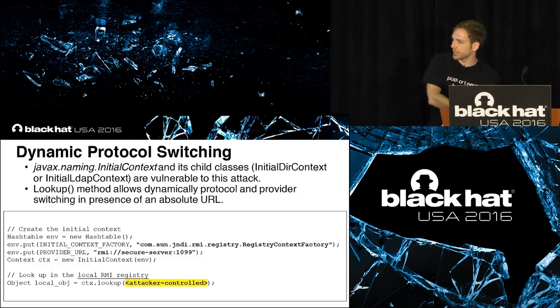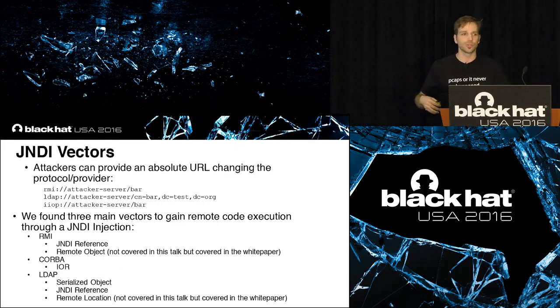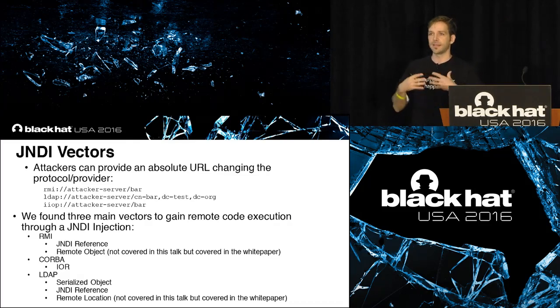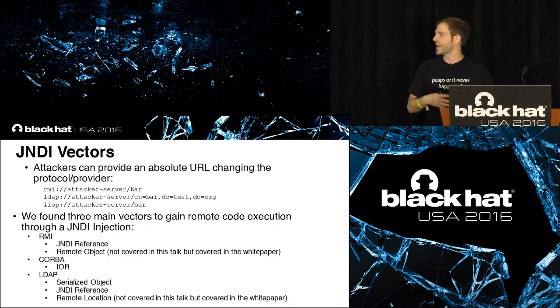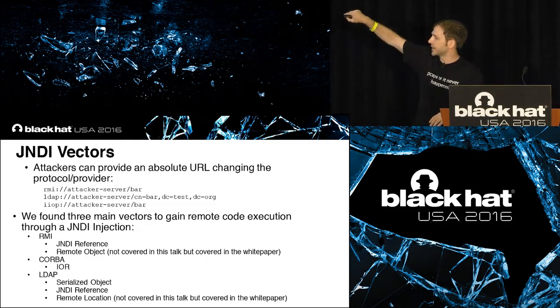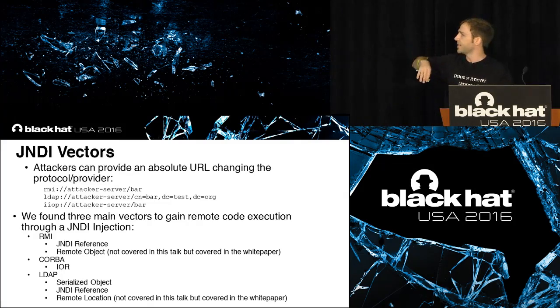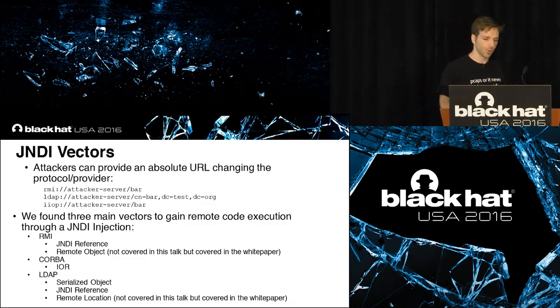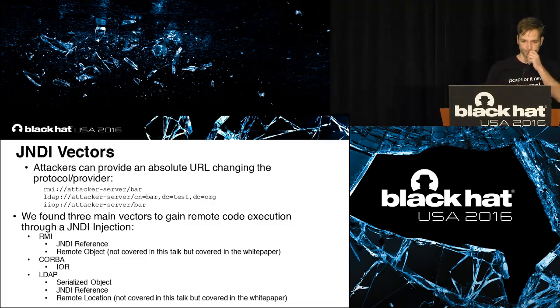So attackers can actually use, as we saw before, JNDI can interact with different naming and directory services, like, for example, RMI, LDAP, CORBA, and so on. So by providing URLs like the ones on the top of the slide, they can actually point to their own controlled server using RMI, LDAP, CORBA, or other protocols.